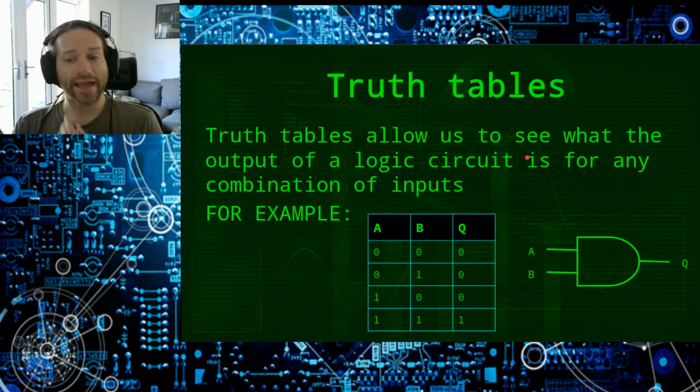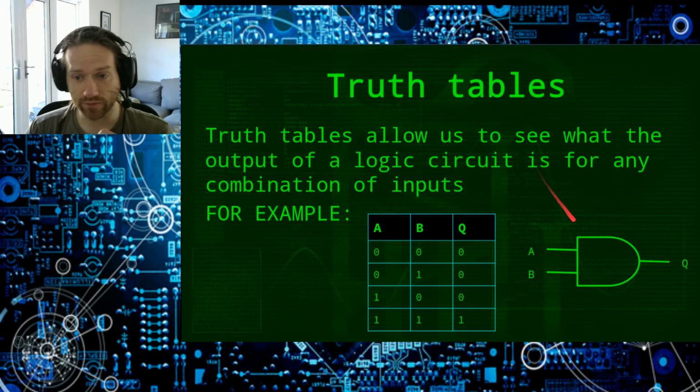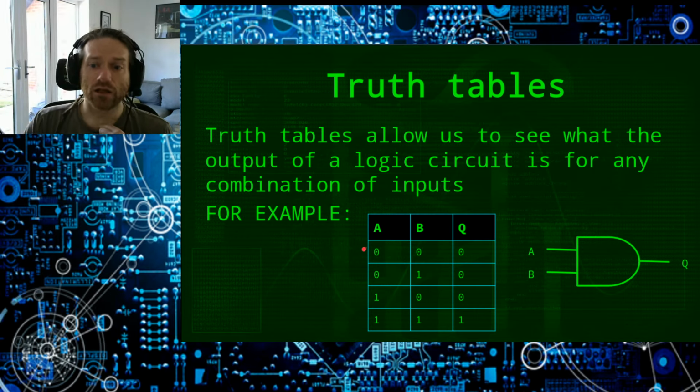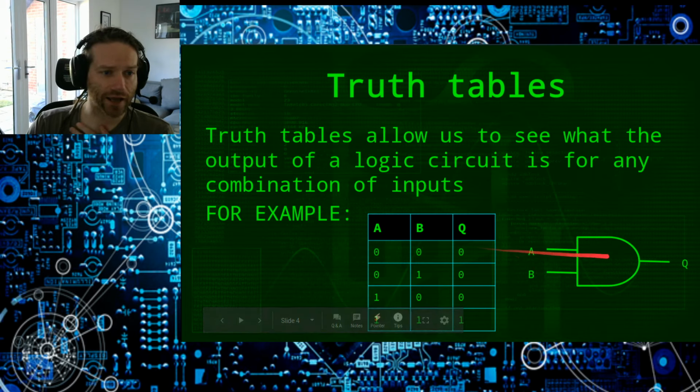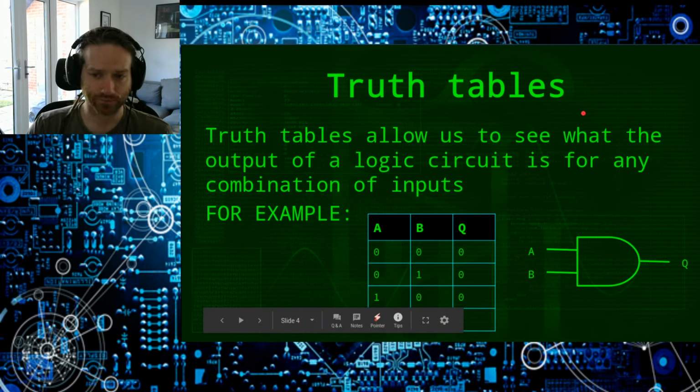Okay, but here's how to read a truth table. Read across a row at a time. We can see here for this first row, when the input into A is 0, so there's nothing going in there, and the input into B is 0, so there's nothing going into B there, we can see the output at Q is also 0. That makes sense, yeah?